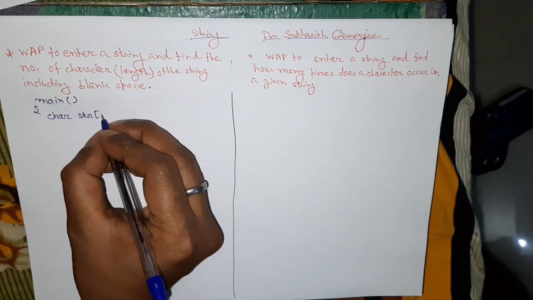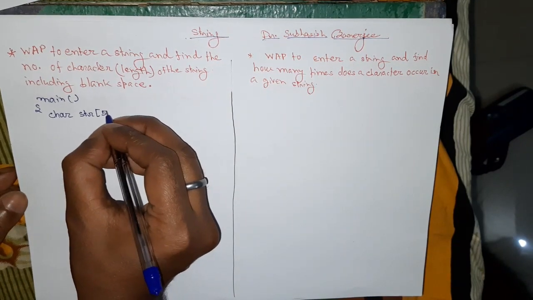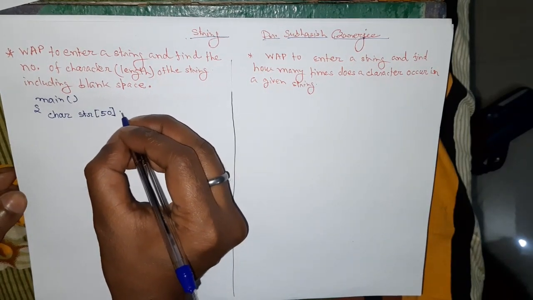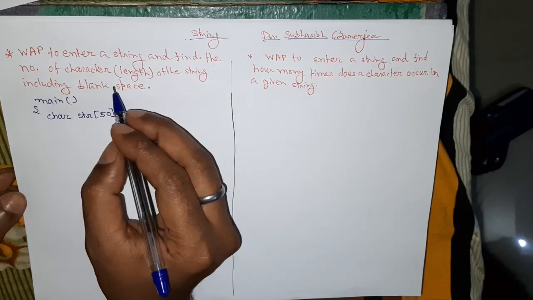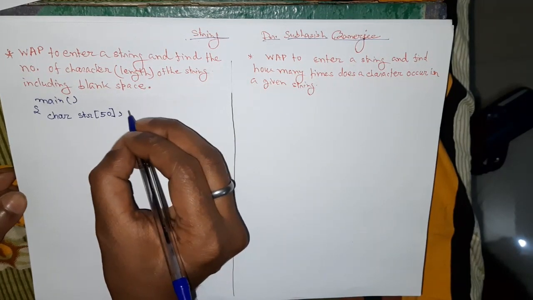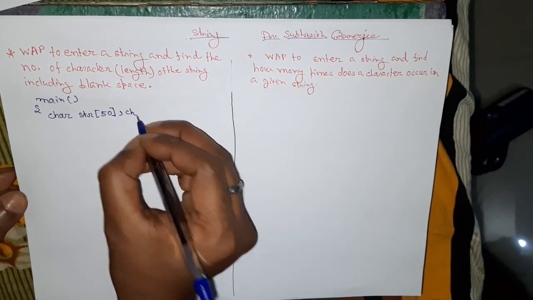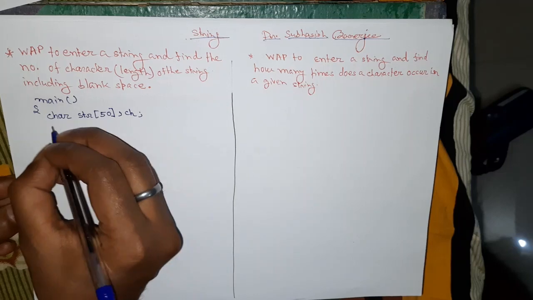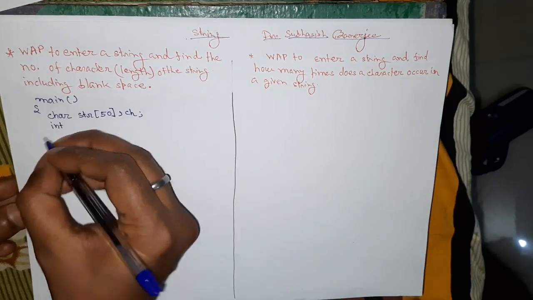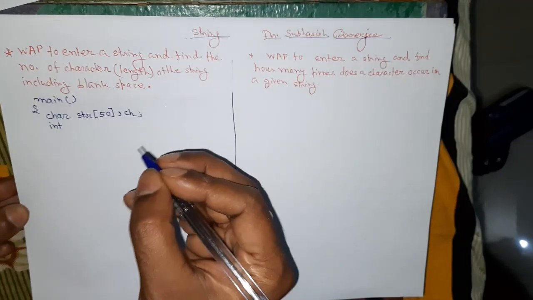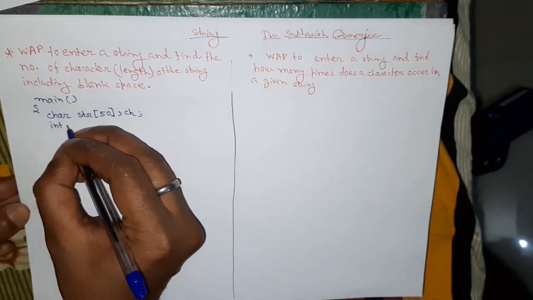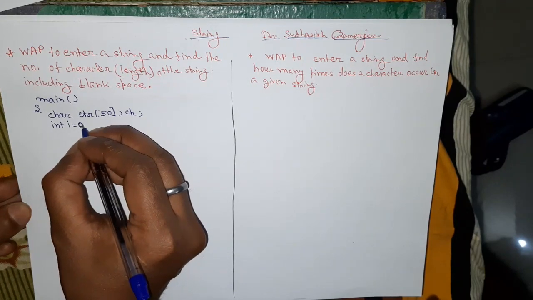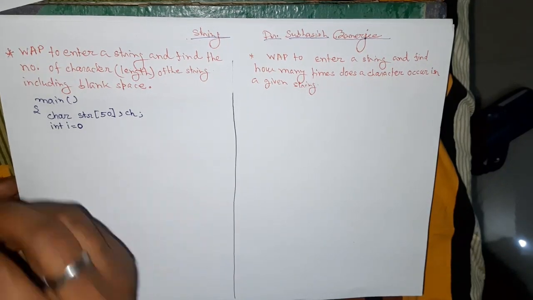Suppose we are expecting the size of the string will not exceed 50, so let's have str[50]. We are going to read the whole string character by character. To hold a single character, we need a variable. Let's have ch, and for iteration purposes, to take care of the index value while reading the first character, then the second character, let's have i. It will always be initialized by 0 because the index of a string always begins from 0.